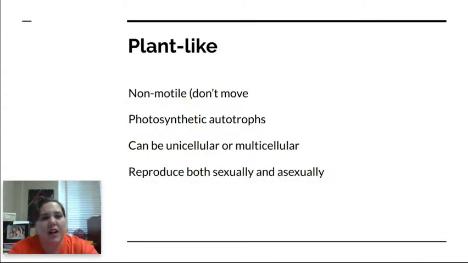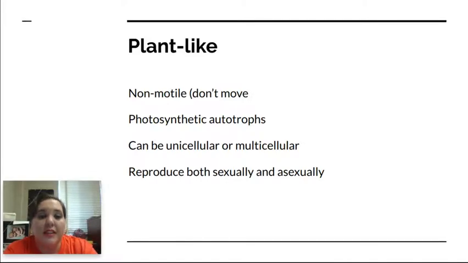The next kind we're going to talk about are plant-like. They are called plant-like because they're non-motile, so they don't move. We did talk about plants moving towards the sun, but they don't get up and move to a different place. They are photosynthetic autotrophs, meaning that they make their own food through photosynthesis. They can be unicellular or multicellular, and they can reproduce both sexually and asexually.